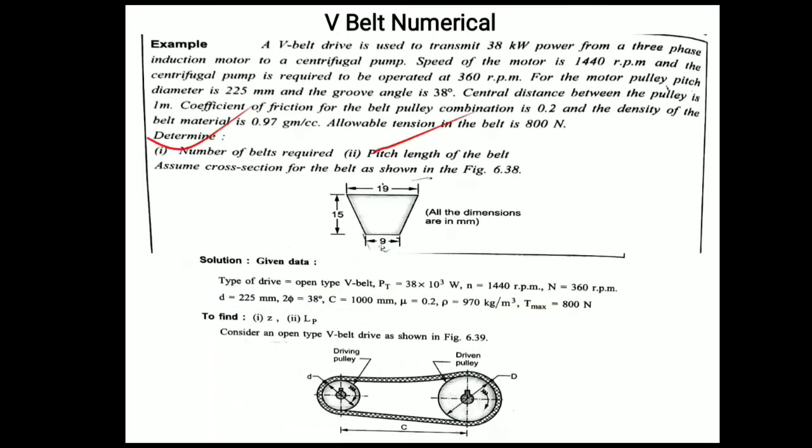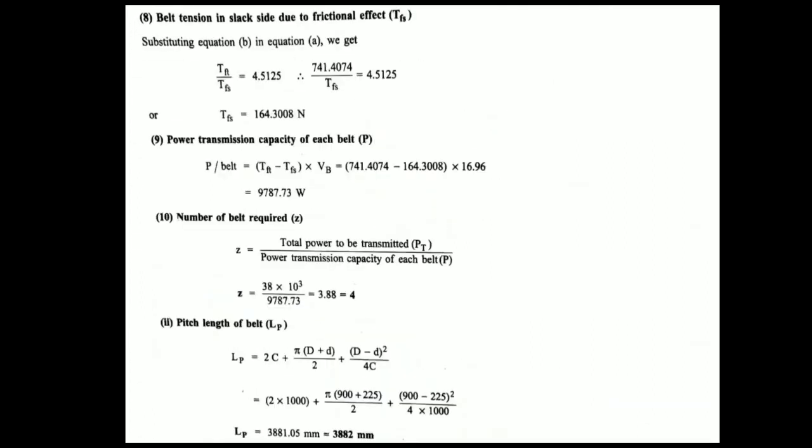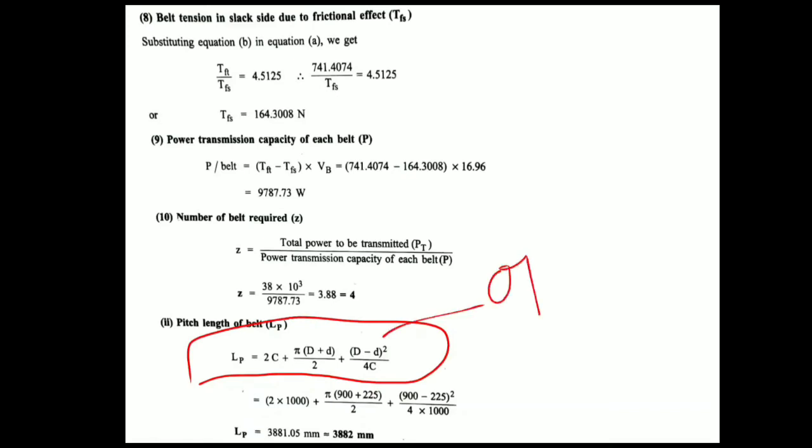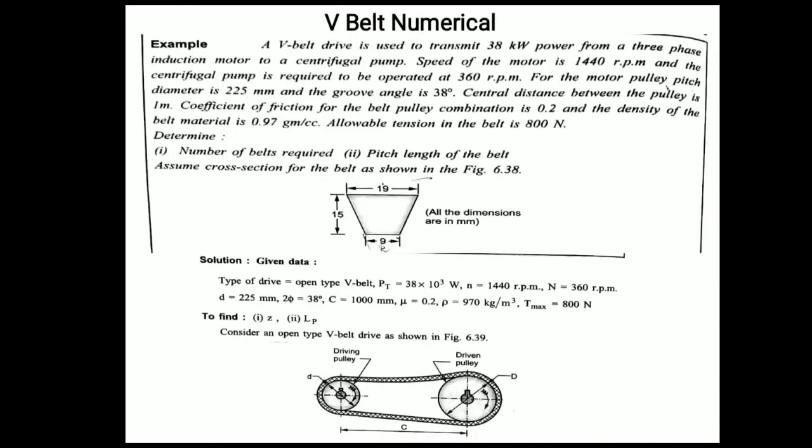Now pitch length, that is length of the belt drive. Therefore I can use L is equal to 2C plus pi into (D plus d) divided by 2 plus (D minus d) bracket square divided by 4C. This is as like an open belt drive. Clear? 2C, C is known 1000, then D plus d we know, and through which we'll get the length of the belt drive is 3882 mm. Okay, this will be the second part which we have covered, this length of belt, correct.